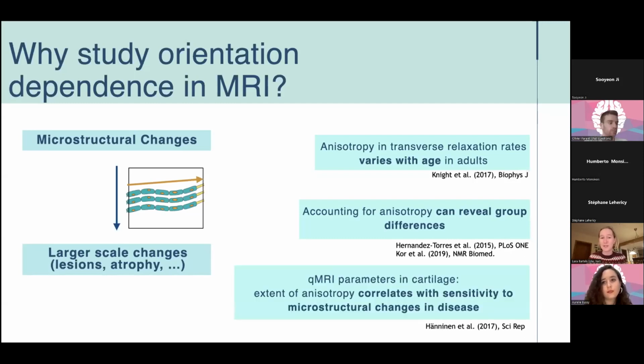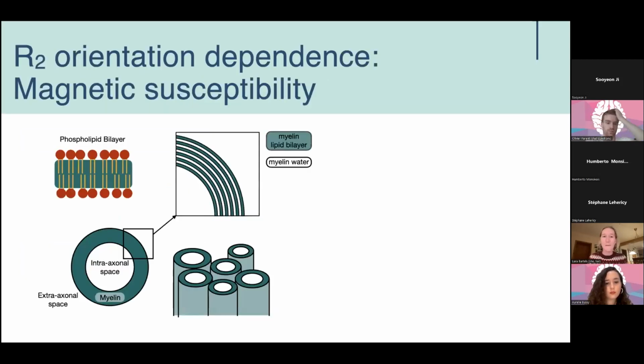And then lastly, this interesting paper that looked at cartilage and a whole array of different quantitative imaging markers. They showed that the quantitative parameters that were most sensitive to changes in disease were also most sensitive to orientation dependence. So it's clearly something that affects parameters that we're very interested in and that are highly relevant.